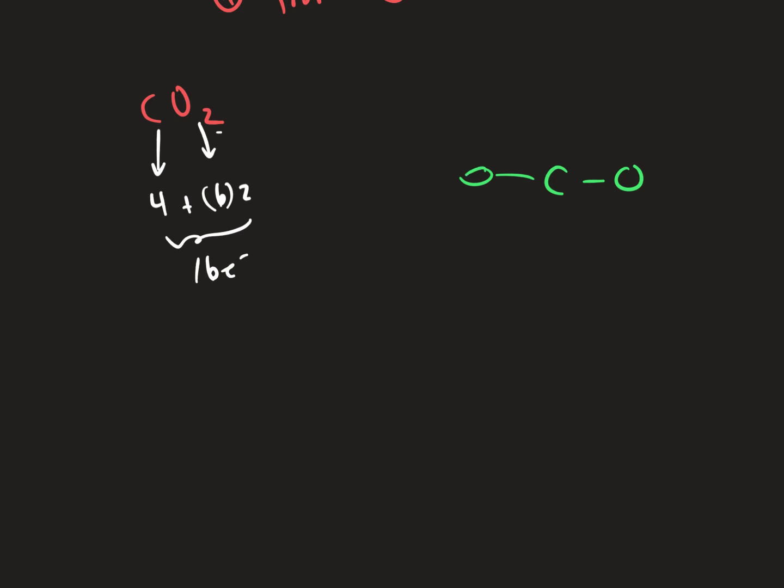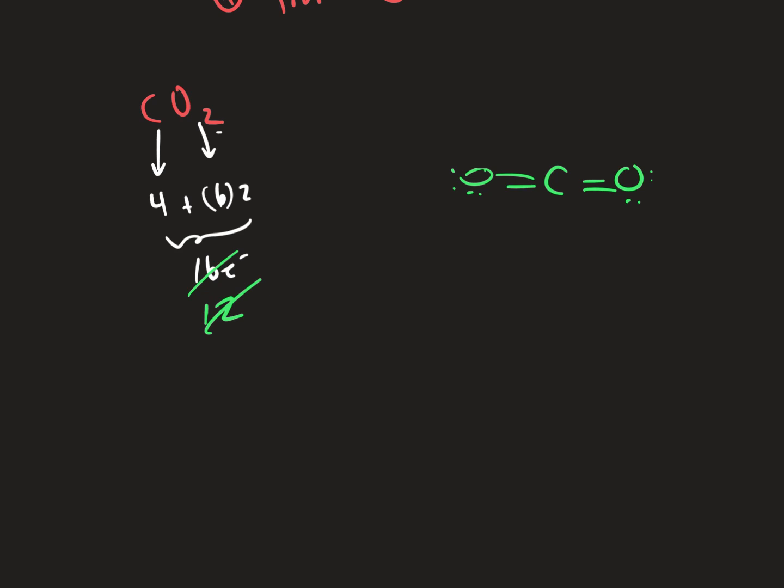How many electrons have we used so far? 4. So we have 12 left. Where do they go? Around oxygens to make it have an octet. We used all 12. We can't use any more. Now what do we do? Is carbon good? No. So what do we do? Remove 2 pairs of the electrons from the oxygen and make them double bonded to carbon. There we go. So there it is.